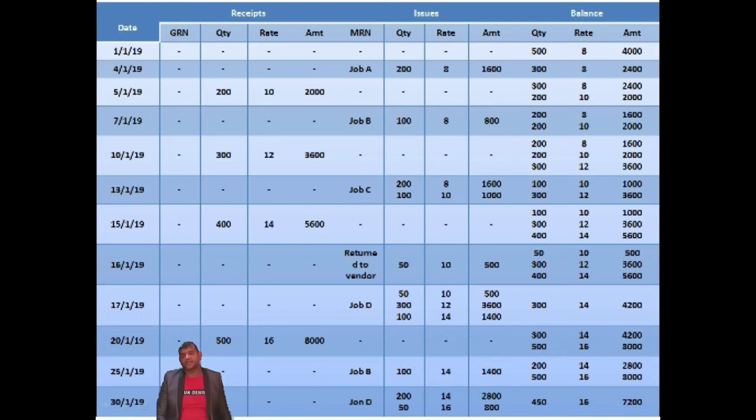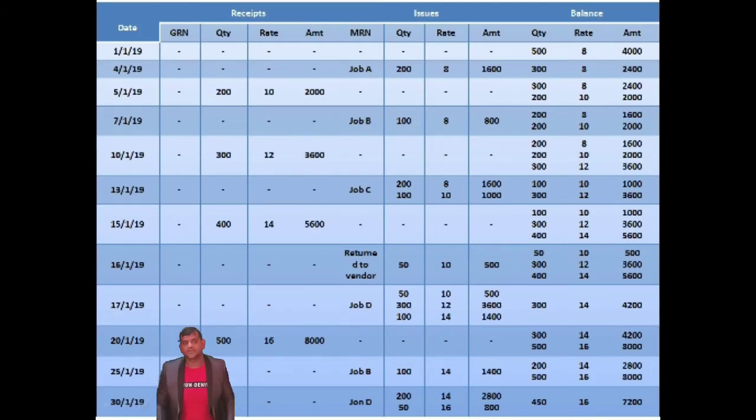Now it is time to calculate the balance figure. Copy the balance of 13th January as it is, that is 100 into 10, 1000 rupees. Then the balance left out, that is 300 into 12, copy that and paste. Then today's receipt, that is 400 into 14, that is 5600. So that is the 15th January 2019 receipt, where we received 400 units at rupees 14 each, which comes to 5600 rupees.